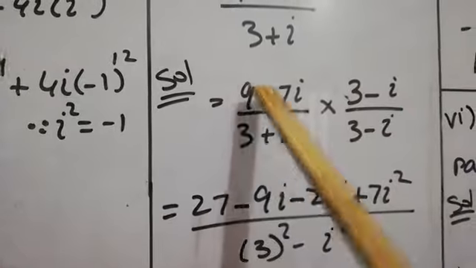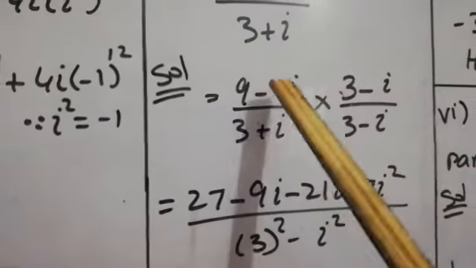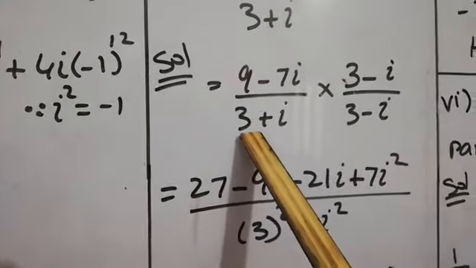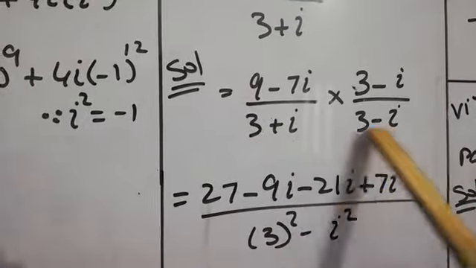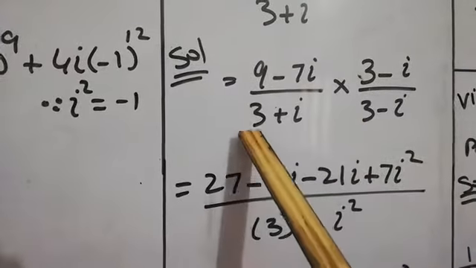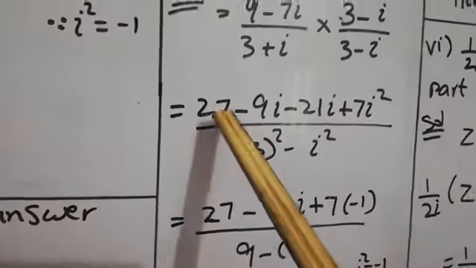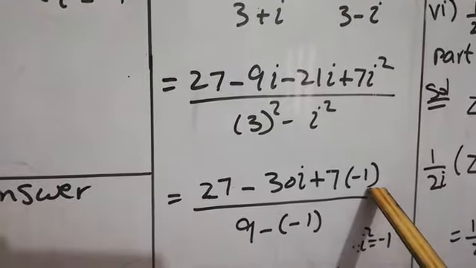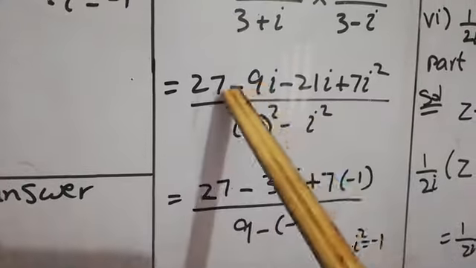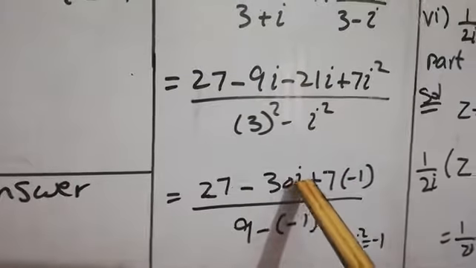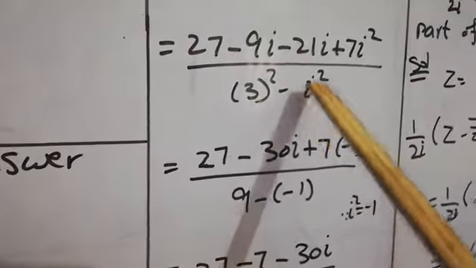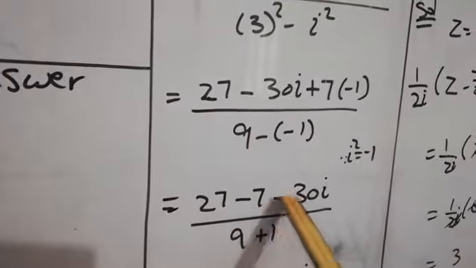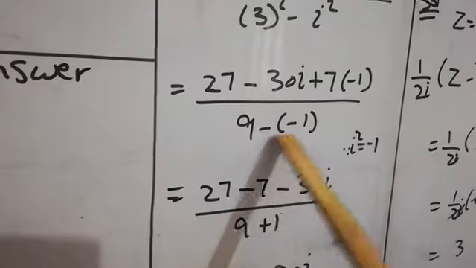9 3s are 27, 9 minus iota minus 9 iota minus 21 iota minus plus 7 iota square. And this is the form of the formula a plus b, a minus b, which is equal to a square minus b square, means 3 square minus iota square. Now we will combine 27 minus 7, put the value of iota square equal to minus 1. Minus 9 and minus 21 is minus 30 iota. 3 square is 9 minus plus. So it will become 27 minus 7 plus minus 30 iota over 9 plus 1.